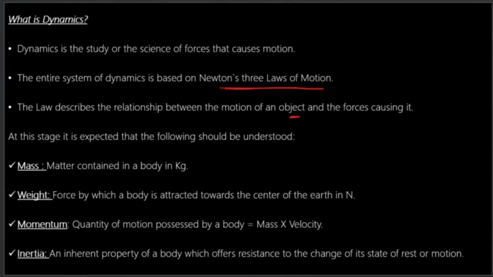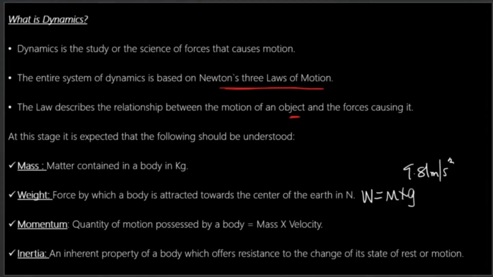So with dynamics, we have some terminologies that need to be known, like the mass, the weight, the momentum, and the inertia. So of course, the mass is the matter that is contained in a body, in kilograms, and then we have the weight. The weight is the force by which a body is attracted to the center of the earth. So the weight is going to be the mass of the body multiplied by the gravity, which is 9.81 meters per second squared.